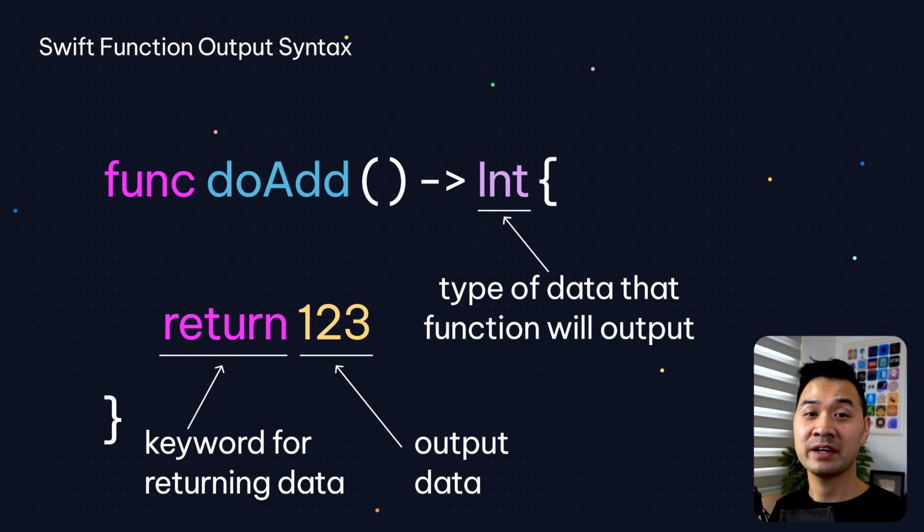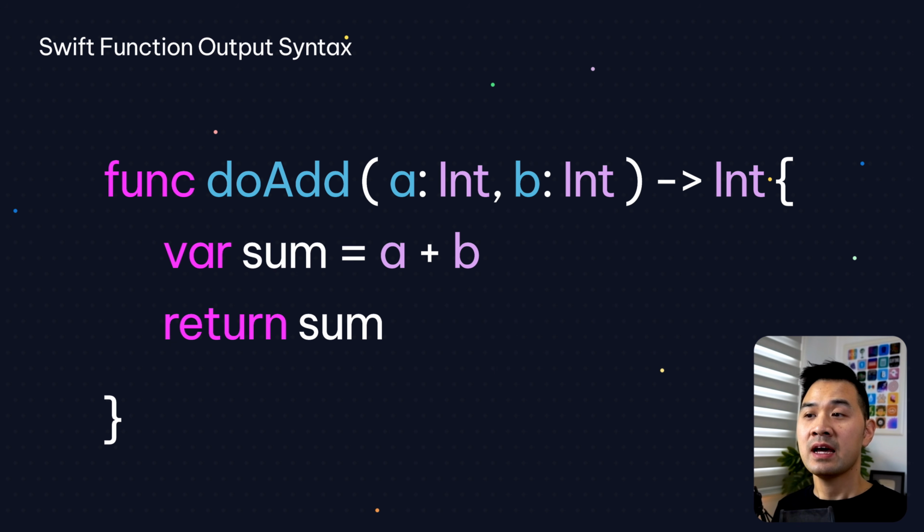Now, before we go into Xcode Playgrounds to try this out, let's combine this with input parameters and see what that looks like. If you take a look at this slide, I have two input parameters, A and B. They're both integer types. They're separated by a comma in this parameter list. And then after the rounded brackets, I have that arrow, and I am specifying that I'm going to be returning an int data. In the body of my function, I am adding up the two inputs into a variable called sum, and then I have the return keyword, and I'm returning that sum as an output of the function. Let's take a look at this in action in our playground.